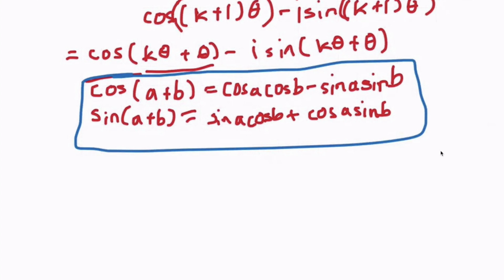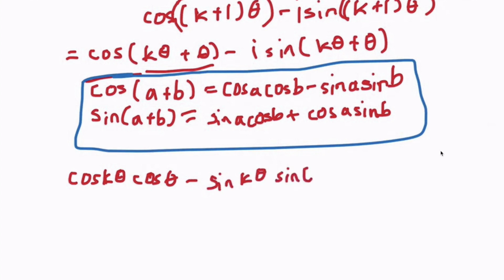So cosine k theta plus theta is equal to, well, if we treat k theta as A and theta as B, cosine A cosine B is just cosine k theta cosine theta, minus sine A sine B, which is sine k theta sine theta. Minus i sine k theta plus theta.